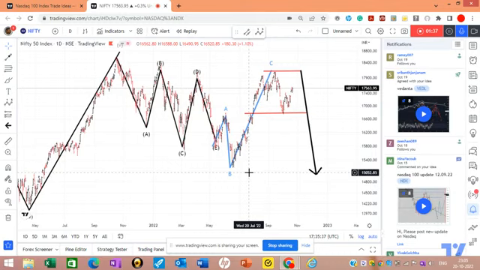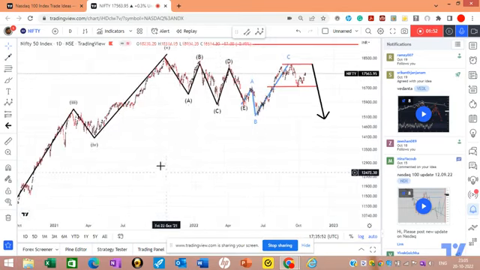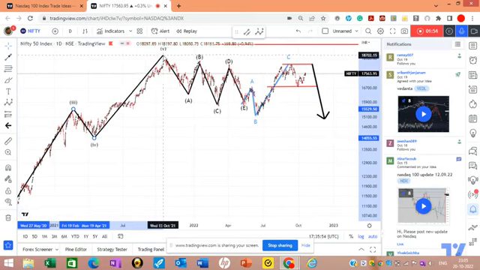But the thing is, the third waves are very swift and very fast. And here, what is happening is that the move is not coming. The kind of move which I was expecting in Nifty is not coming. So I have an alternative count also in Nifty, and then I will come to the immediate price action.